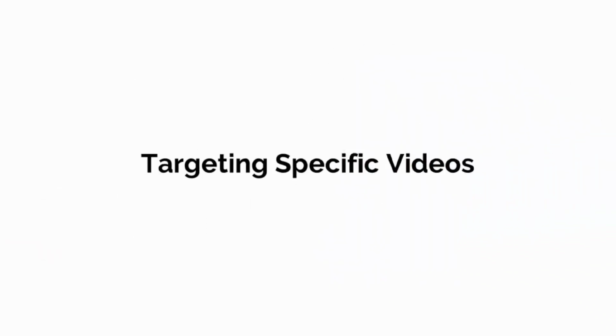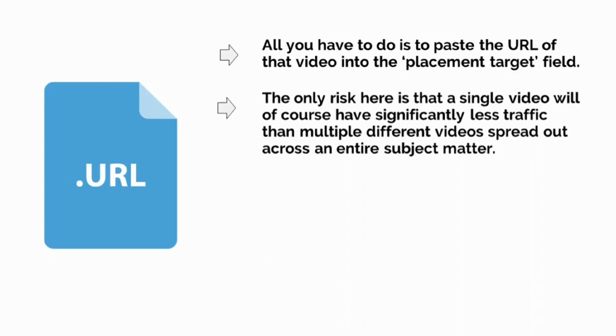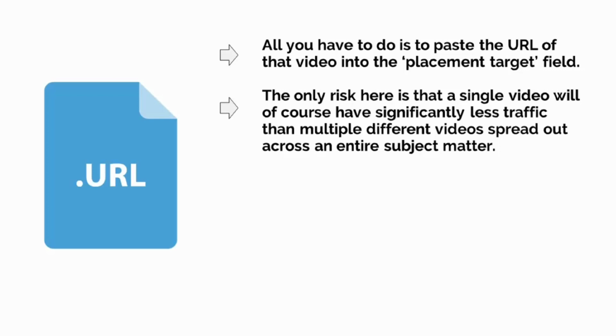Did you know that you can also target a specific YouTube video? If you found content created by another user that you think is absolutely perfectly related to your subject matter, then you could use their video as a springboard to support your brand and your campaign. All you have to do is paste the URL of that video into the placement target field. The only risk here is that a single video will of course have significantly less traffic than multiple different videos spread out across the entire subject matter. Then again though, this all depends on your strategy.